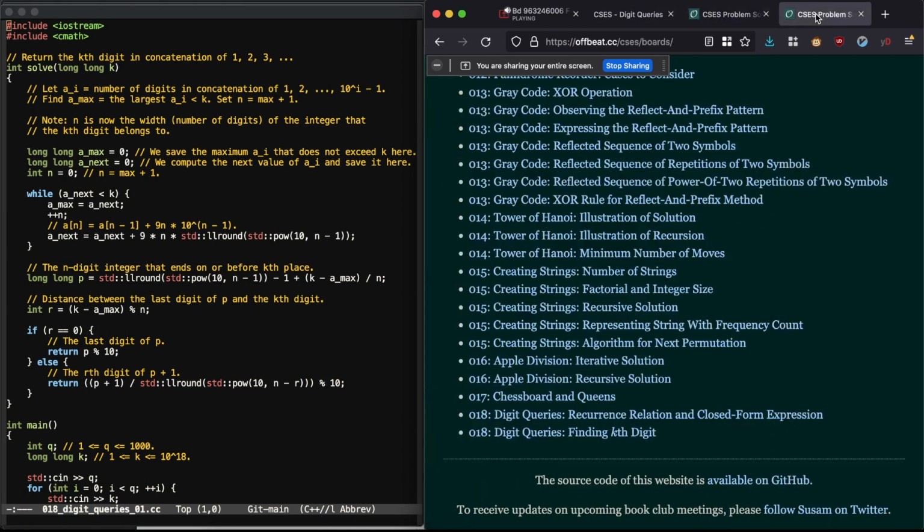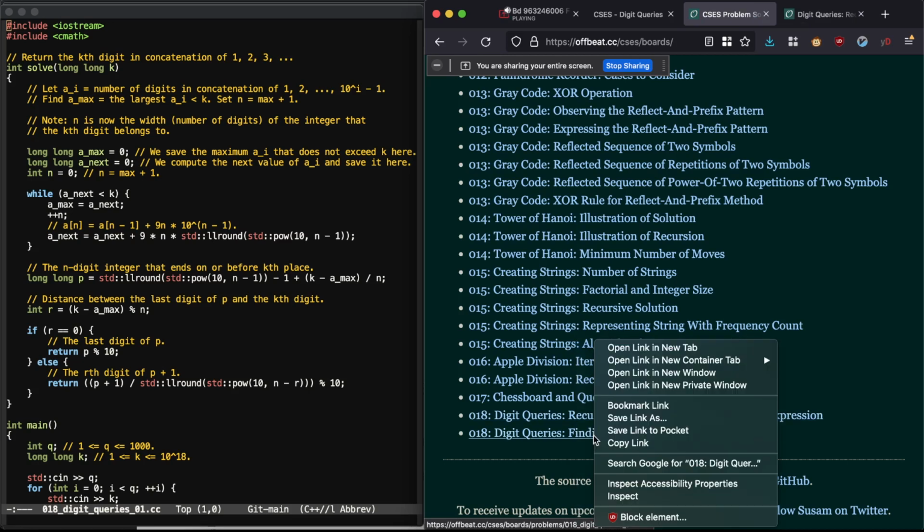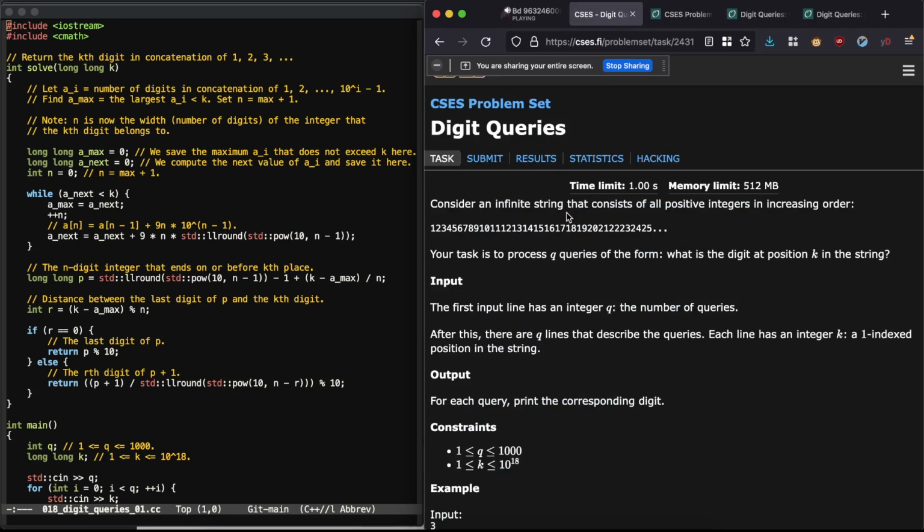Let me just rearrange my tabs here. Yes, I have the necessary boards with me. So today's problem is an interesting one. The title is digit queries.